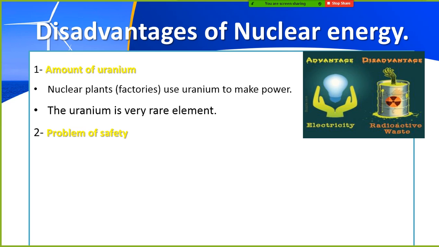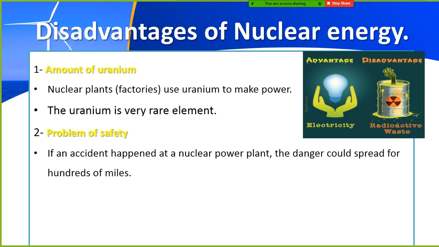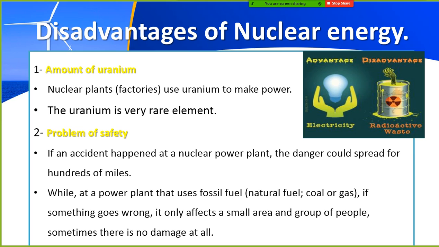What will be the problem of safety? You said that it doesn't pollute the air. Yes, I know, but we have something else. If an accident happened at a nuclear power plant, the danger could spread for hundreds of miles. If an explosion or a leakage happened in one of the nuclear power plants, it could affect the whole area around it for hundreds of miles.